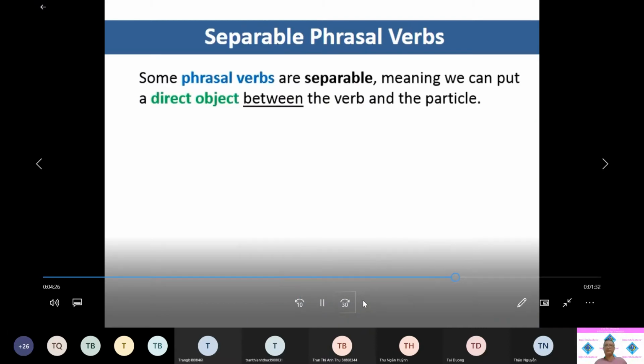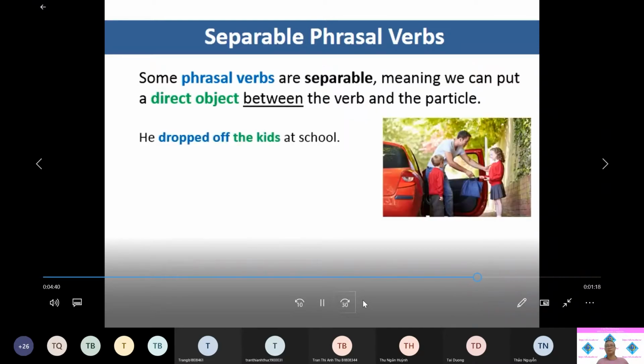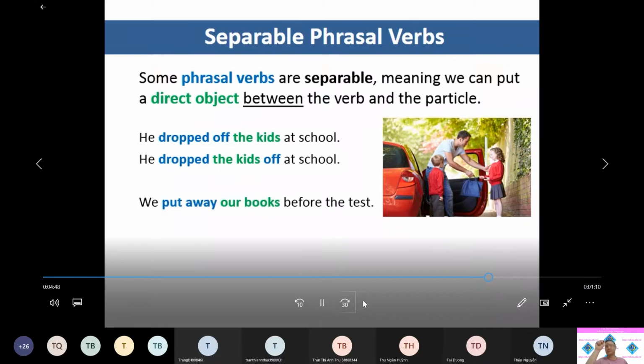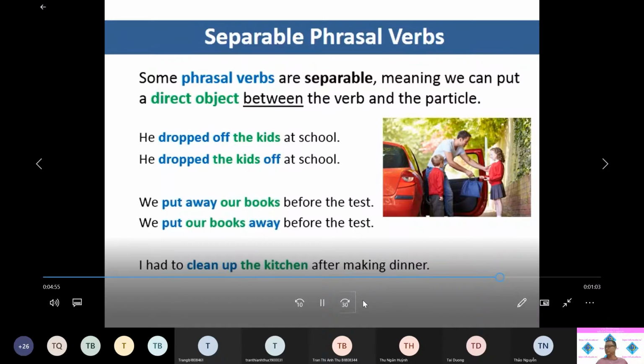Separable phrasal verbs. Some phrasal verbs are separable. This means that we have the option of putting a direct object between the verb and the particle. Listen to these examples. He dropped off the kids at school. He dropped the kids off at school. We put away our books before the test. We put our books away before the test. I had to clean up the kitchen after making dinner. I had to clean the kitchen up after making dinner.